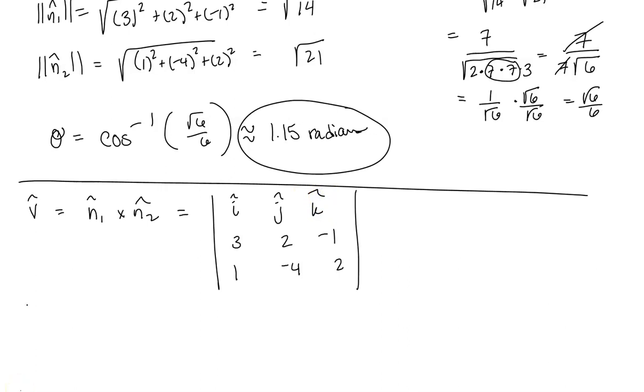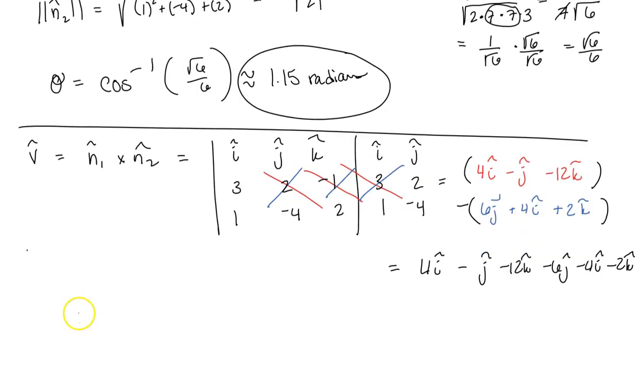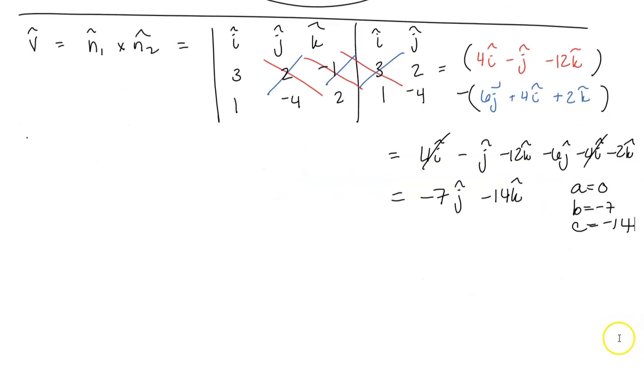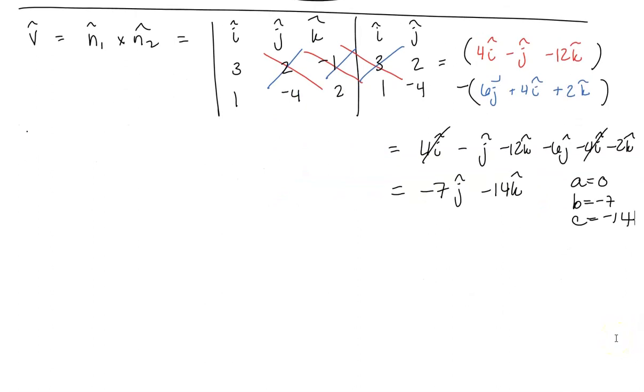I've just copied the two vectors from the beginning of the problem, and I copied my first two columns because I'm going to use the diagonal method. Now I've done the diagonals and distributed everything, so I get negative 7j minus 14k, which means a here is 0 since there's no i term, b is negative 7, and c is negative 14. Now we need a point, and it doesn't matter which, we just need a point of intersection. So I'm going to find a P that is on both planes.